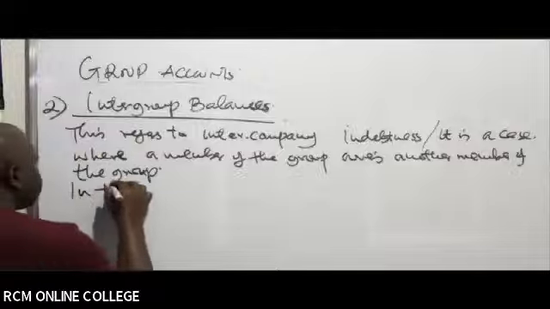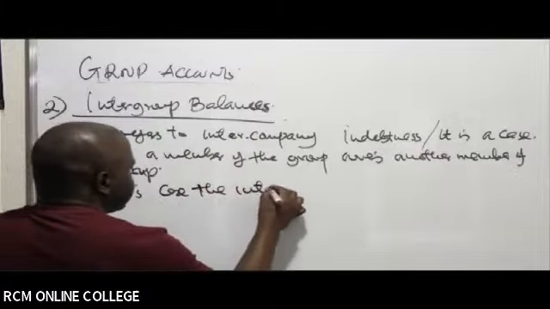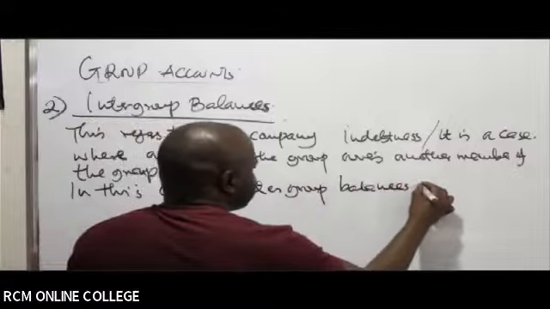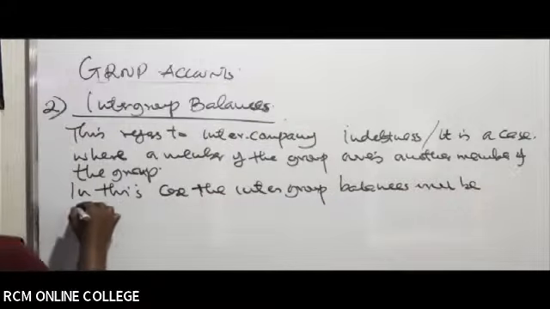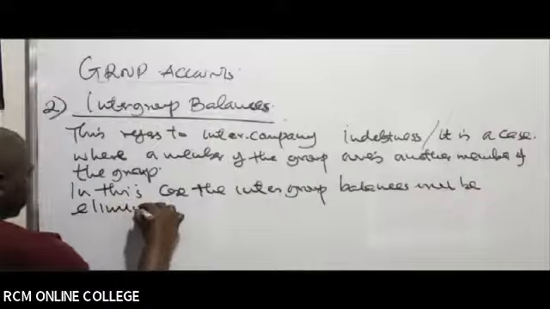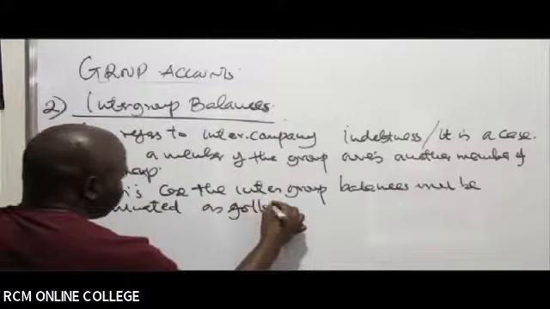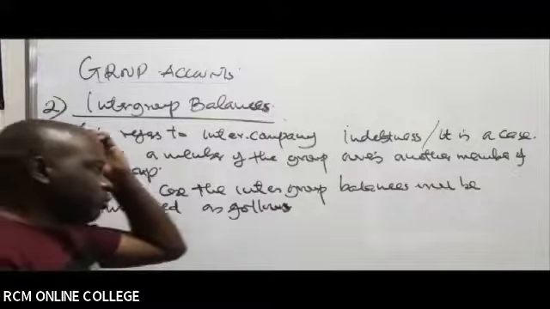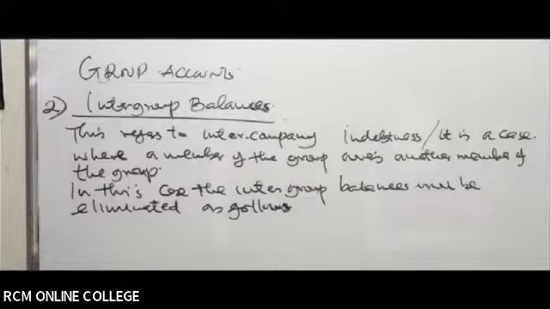The intergroup balances will be eliminated as follows. This word elimination is common vocabulary. You have to eliminate them, or remove them. How you remove them is you debit the trade payables and you credit the trade receivables.